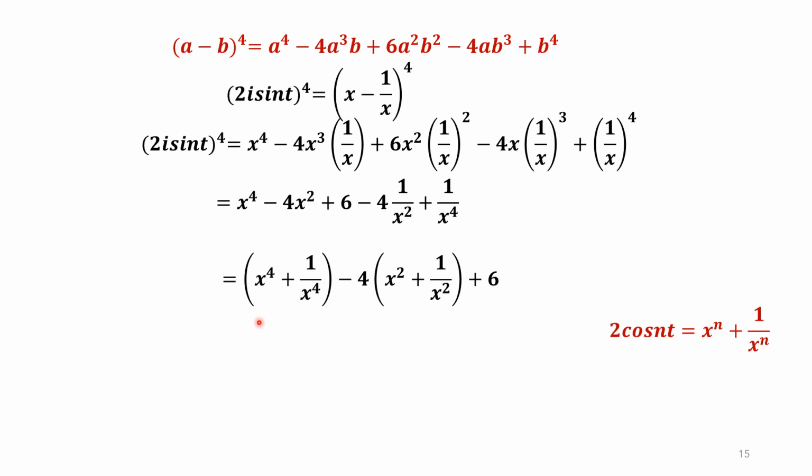So using this, we can write x raised to 4 plus 1 upon x raised to 4 will become 2 cos 4t. This will become 2 cos 2t. So using this formula, which I have written in the beginning, x raised to 4 plus 1 upon x raised to 4 will become 2 cos nt. X square plus 1 upon x square will become 2 cos 2t. So I can write this as 2 cos 4t minus 4 into 2 cos 2t plus 6. Okay, this is 2i sin t whole raised to 4.